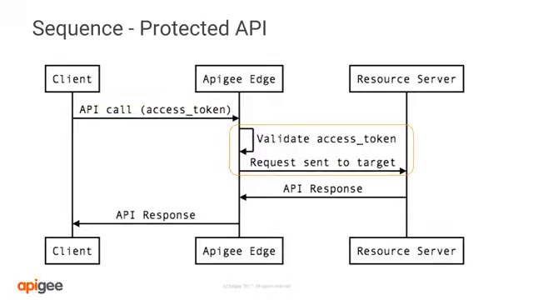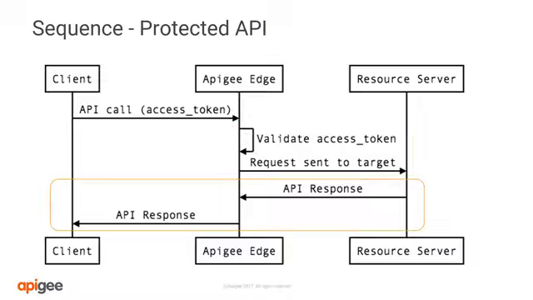Now, to get a protected resource, the client should pass the request along with the access token. Apigee Edge will verify the access token, and if the token is valid, Apigee will send the request to the resource server, which is the target server. And once Apigee Edge gets the response, it sends it back to the client.